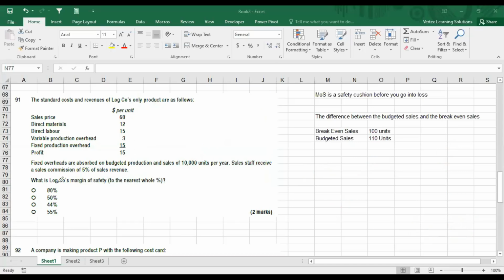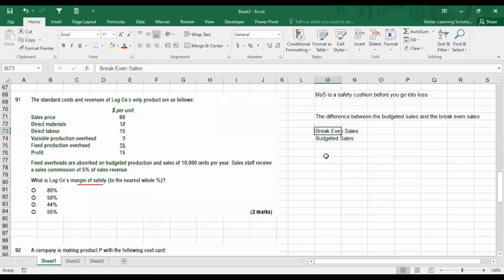So now what is the company's margin of safety? What you need to do now, you have to find out first how much is your break even sales, how much are your budgeted sales, and the difference between these two is going to be your margin of safety. So who is going to help me in this question? 3 minutes you have, start working your mind, take out some calculations, and you guys are going to help me out with this question. Okay, let's start doing it.